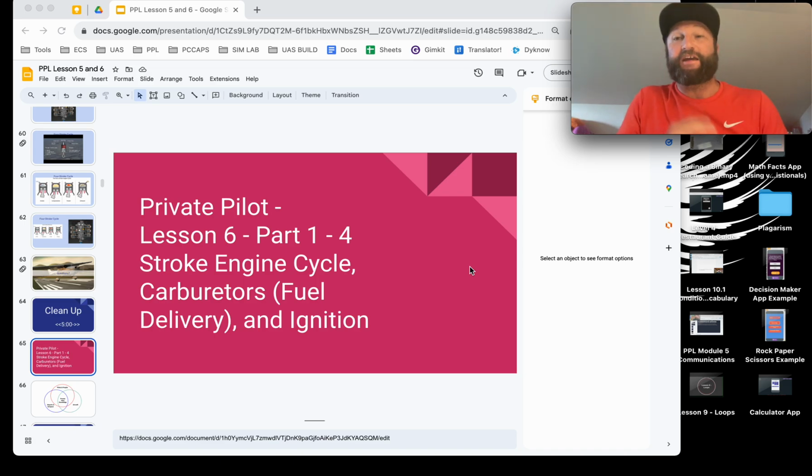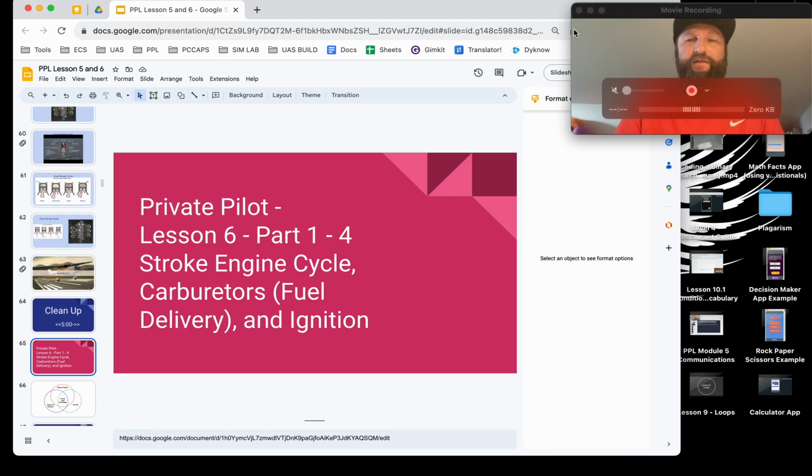In lesson 6, we're going to learn about the engine and its associated systems. We're going to start with mostly the four-stroke engine cycle, carburetors, like how fuel is delivered to the engine, and the ignition system. And then there'll be two other parts to lesson 6. One's about fuel systems. Another one I think is about oil and propellers and electrical systems. But those are all engine associated systems. And so we're going to start with this one right here.